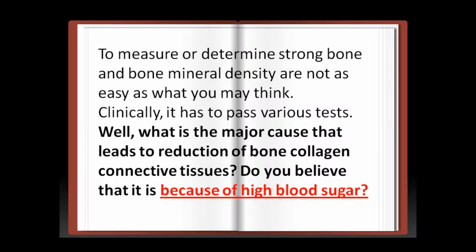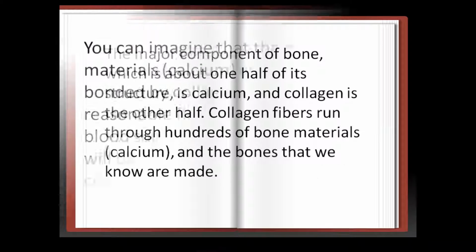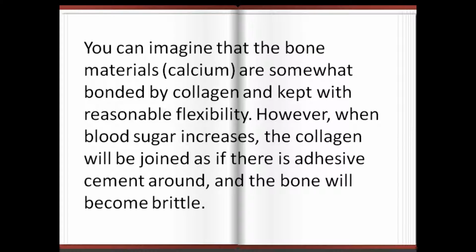Well, what is the major cause that leads to reduction of bone collagen connective tissues? Do you believe that it is because of high blood sugar? The major component of bone, which is about 1/2 of its structure, is calcium, and collagen is the other half. Collagen fibers run through hundreds of bone materials, the calcium, and that is how the bones that we know are made. You can imagine that the bone materials, calcium, are bonded by collagen and kept with reasonable flexibility.